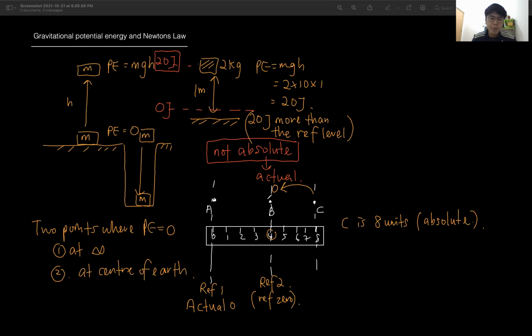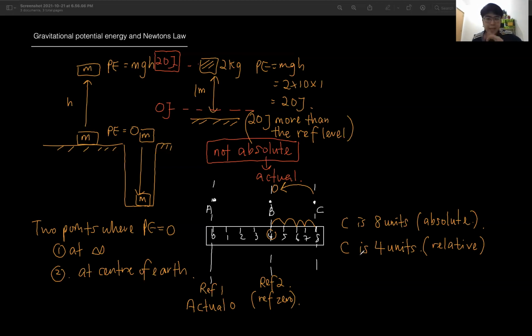Okay? So what is the magnitude? 1, 2, 3, 4 units. So I would say that C is 4 units. What is this? 4 units, is it the actual value? It's not the actual value, right? It is relative. Relative to what? Relative to my reference point. I use my reference point number 2 to make the measurement. Okay, so I would say that C is 4 units.